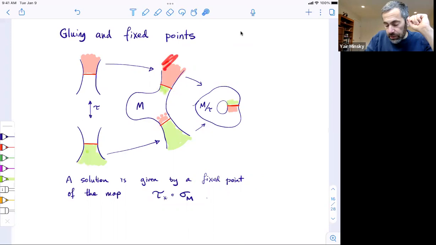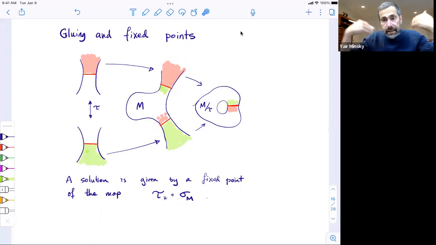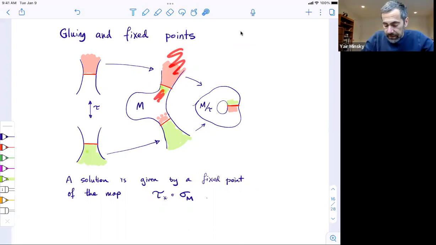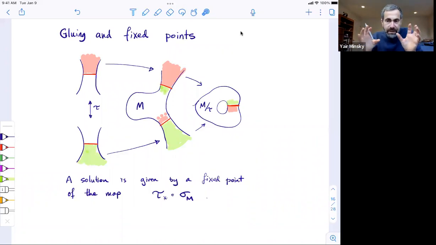I have to find a structure here and a structure here, which have the property that if I apply the skinning map to go from the outside to the inside, and then apply tau to match them up with the correct gluing, then they have to agree. Each one gives the other one, which is the same as saying that the pair goes back to itself after applying exactly sigma followed by tau.